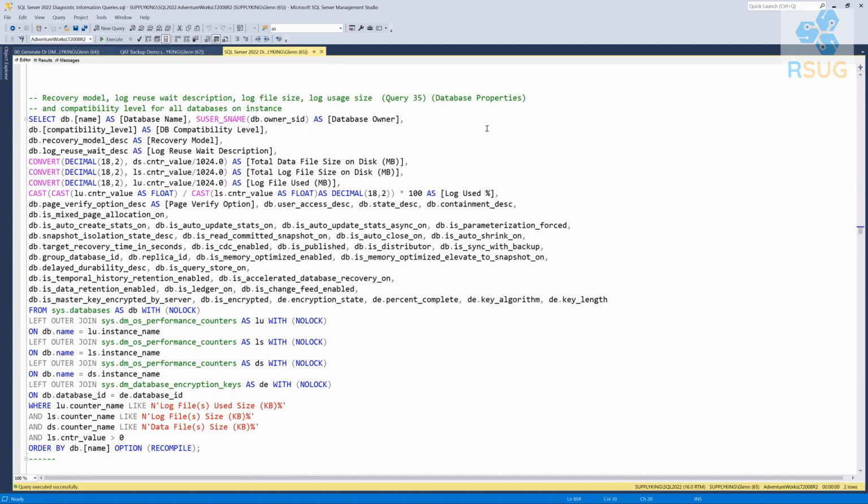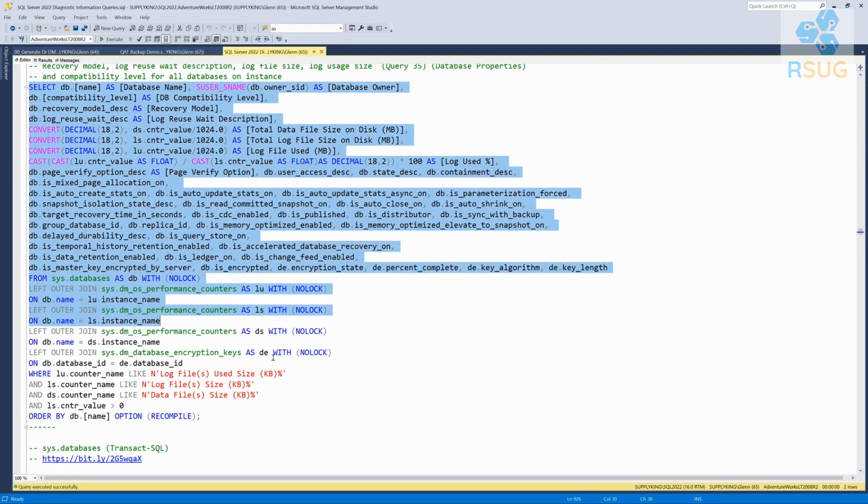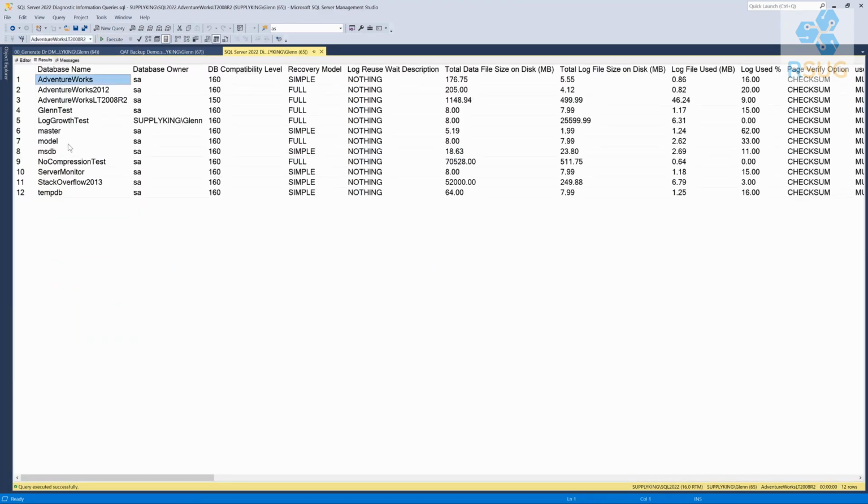So the next thing is your database properties. And this one is really useful. And I tell you, when I run this on almost any instance, I find so many things that are wrong. So when I run this, it shows you the database name for every database on the instance, who owns it. And this is on purpose. This is not good. Usually you want SA to own it instead of a login. And then the database compatibility level. This is very important on modern versions of SQL Server. Back in the old days, before SQL Server 2014, this didn't really matter very much.